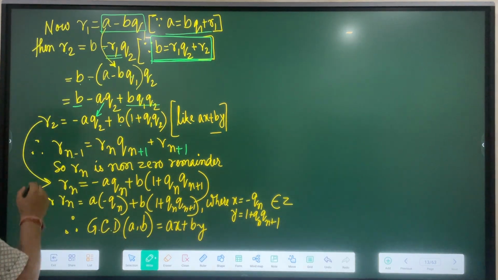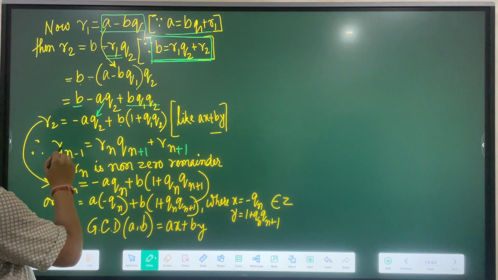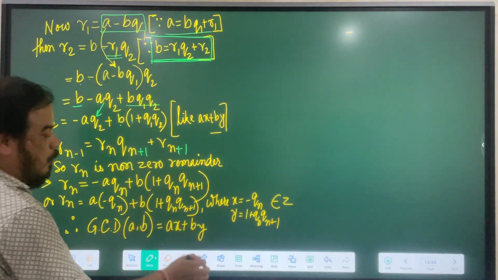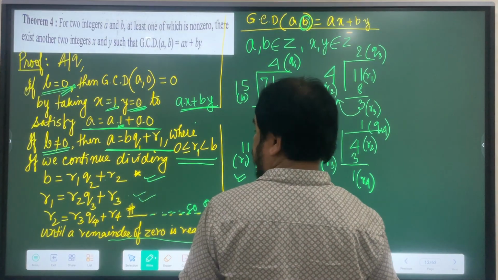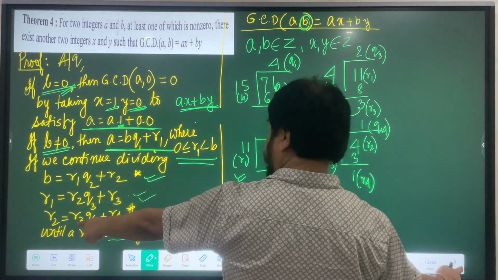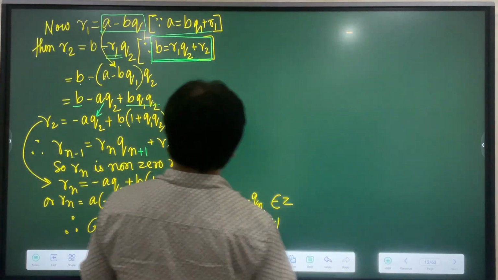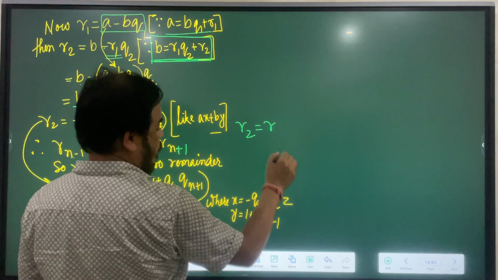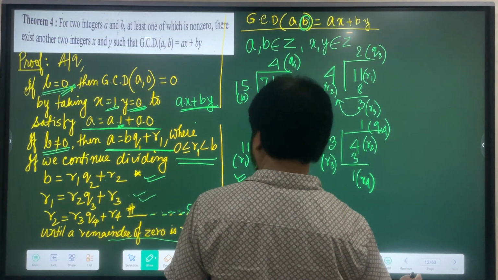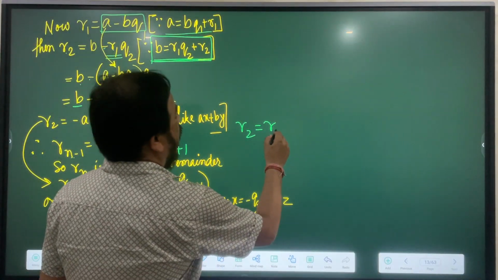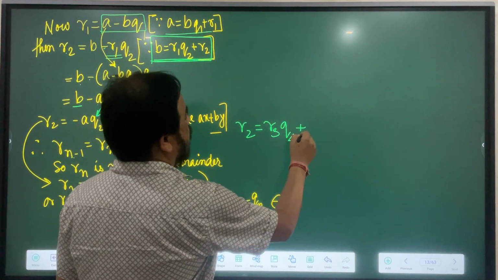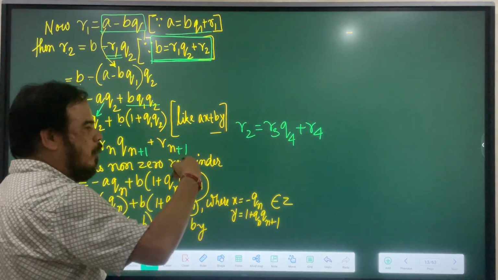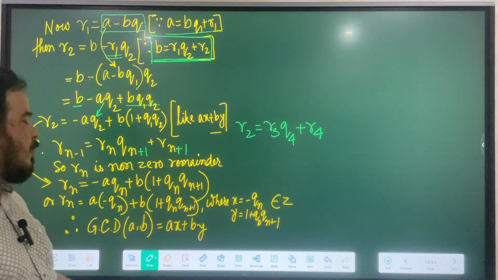Now look here. Rn minus 1 equals Rn Qn plus 1 plus Rn plus 1. So let me write from here R2, R3, R4. R2 equals R3 Q4 plus R4. This is what we have got. Then R3, R4, like this we can go on adding. This one I have shown on the previous page.